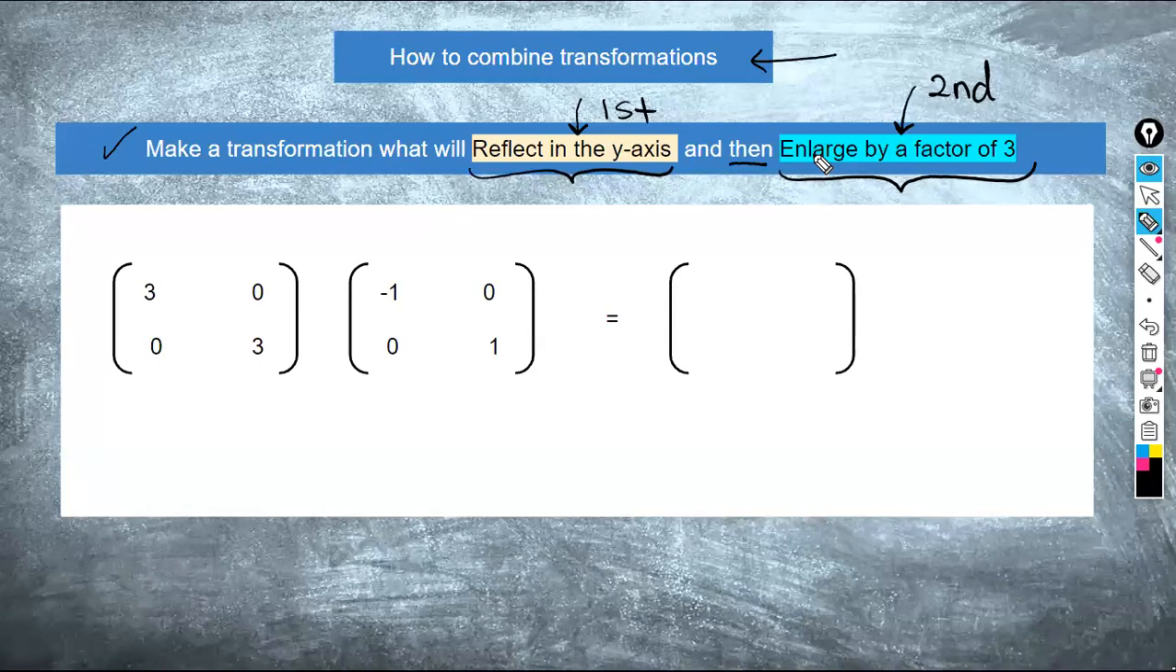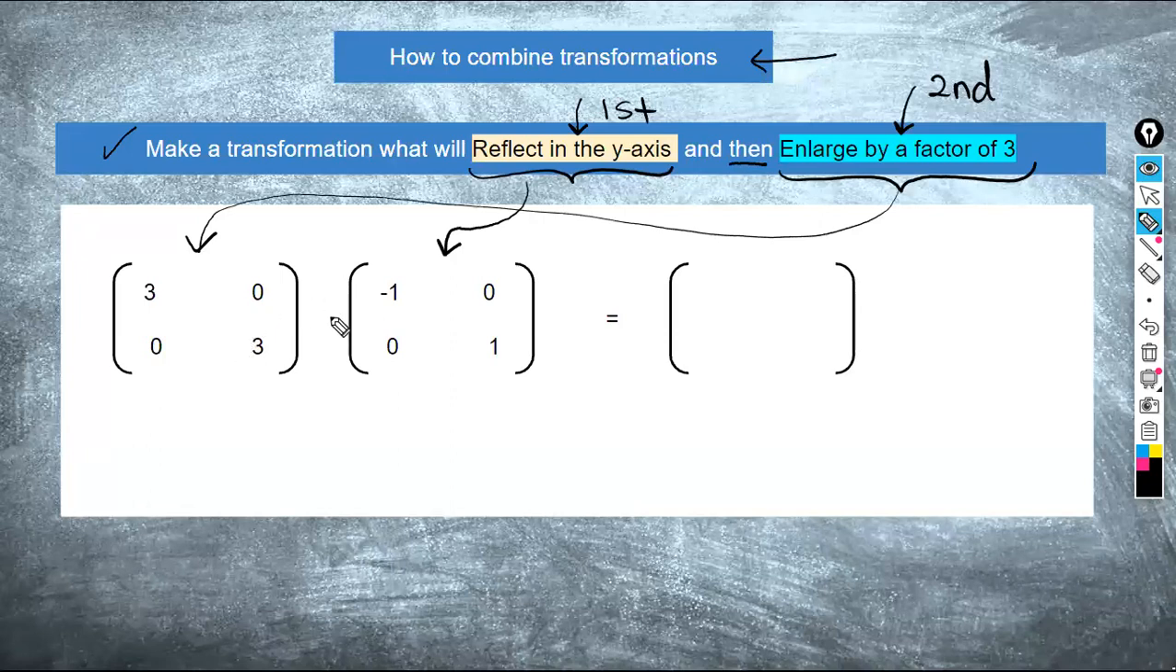Now, here's the thing. If you notice, you all notice this here is a reflection in the y-axis. Everybody understands that this one here is a reflection in the y-axis, and this one here is an enlargement by factor 3. Remember, if it's an enlargement by factor k, that's the matrix with k, 0, 0, k. You would replace the letter k by the factor. In this case, the factor is 3. But you all notice something kind of strange here.